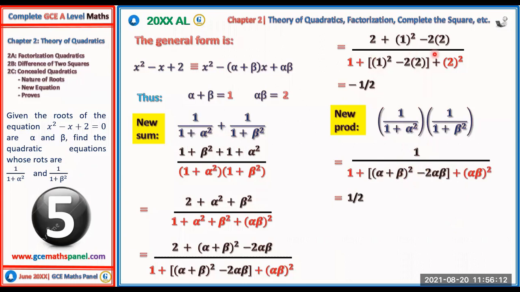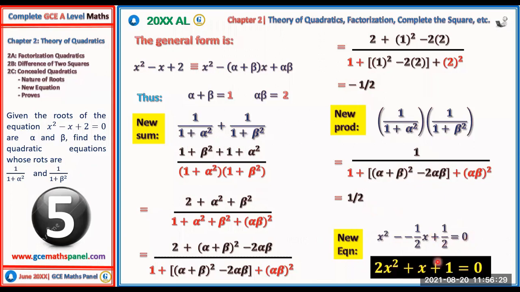These are the same values here. It's going to give us a half. So what's our new equation now? A new equation will be x squared minus the sum of roots. The sum of roots here is minus a half. So minus a half x plus the product, plus a half, equals 0. We can multiply all through by 2. And this is what you have finally.